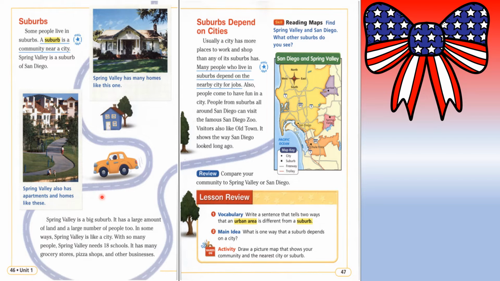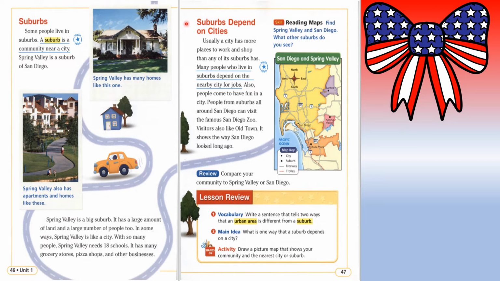In some ways, Spring Valley is like a city. With so many people, Spring Valley needs 18 schools. It has many grocery stores, pizza shops, and other businesses. Boys and girls, one of the major differences between Spring Valley and the city of San Diego is Spring Valley does not have the tall buildings that San Diego has.